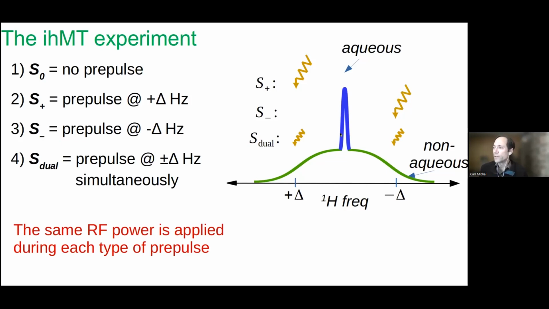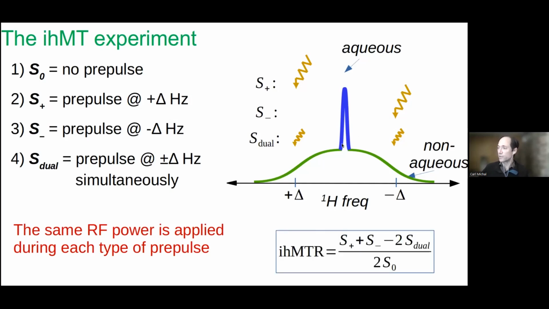So the fourth experiment, instead of applying the pre-pulse to one side or the other, we're going to split that pre-pulse up and apply it to both sides at the same time, but keep the RF power in the pre-pulse constant. So it's the same RF power as in the single-sided pre-pulse. And what's found is that there is a greater reduction in the signal seen with this dual offset pre-pulse than there is with the single offset pre-pulse under some conditions. Okay, so that's the ihMT experiment.